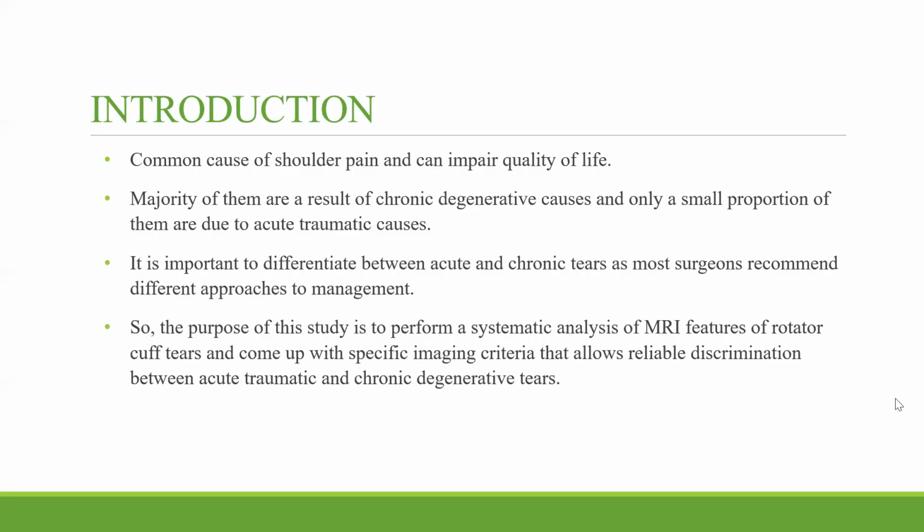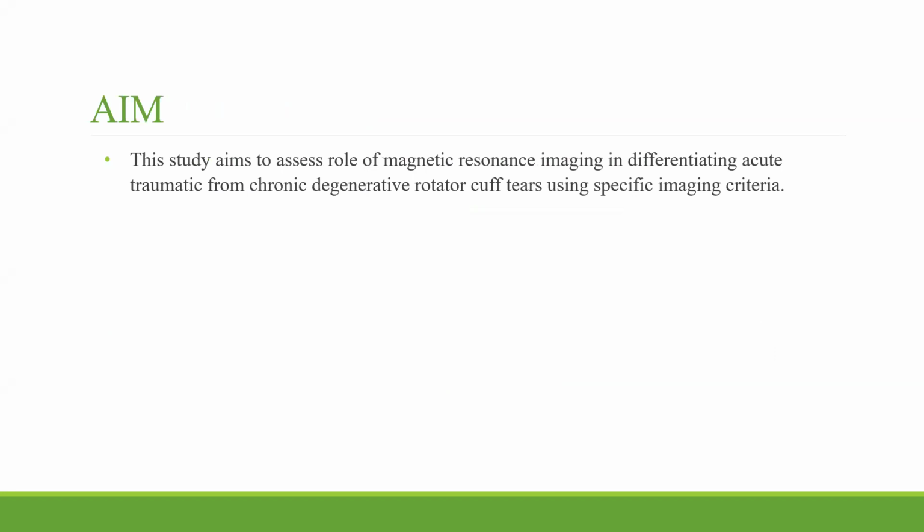Introduction. Rotator cuff tears are a common cause of shoulder pain and can impair quality of life. The majority of them are a result of chronic degenerative causes and only a small proportion of them are due to acute traumatic causes. It is important to differentiate between acute and chronic tears as most surgeons recommend different approaches to management. So the aim of the study is to assess the role of magnetic resonance imaging in differentiating acute traumatic from chronic degenerative rotator cuff tears using specific imaging criteria.